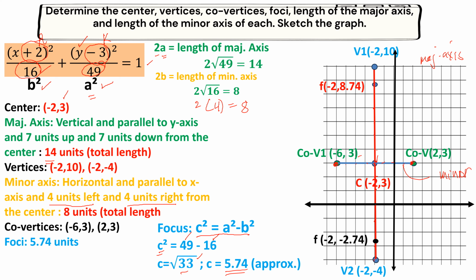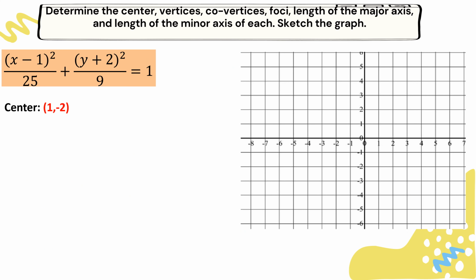So therefore, let us now sketch the curve. There is our curve of the equation (x plus 2) squared over 16 plus (y minus 3) squared over 49 is equal to 1. It is vertically oriented because 49 is bigger than 16 and the numerator of 49 is y. So let's proceed to the next example.